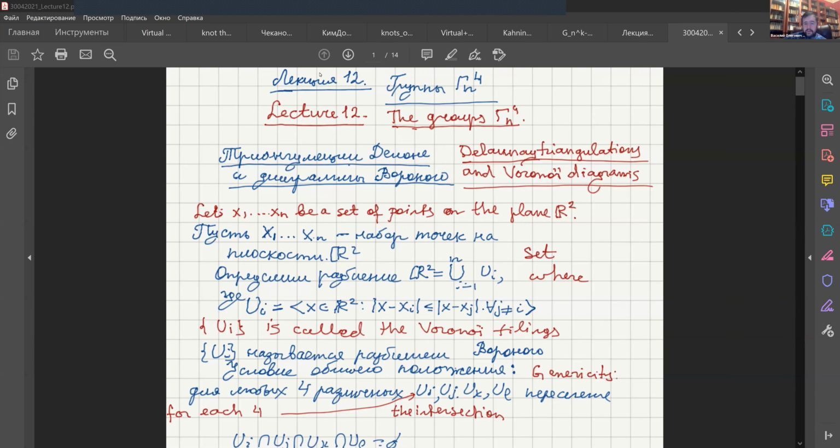So today I'm talking about gamma and 4, and they also appear as groups G and 4 when we study some codimension 1 events, and we want to study some configuration spaces. And actually, the groups gamma and 4 are very much related to Delaunay triangulations and Voronoi diagrams.